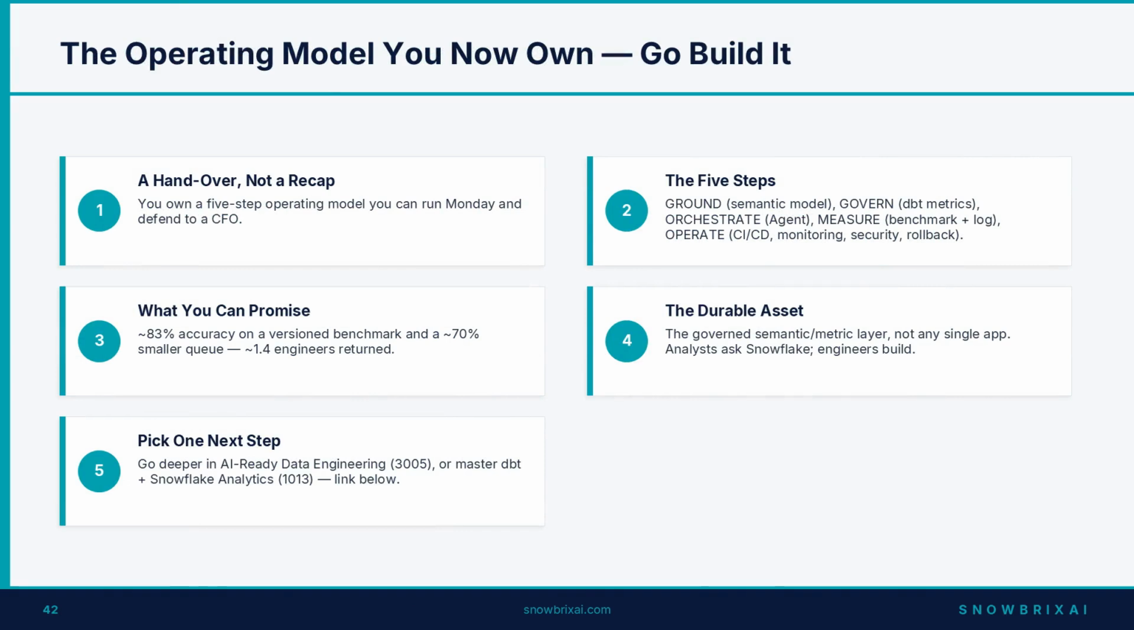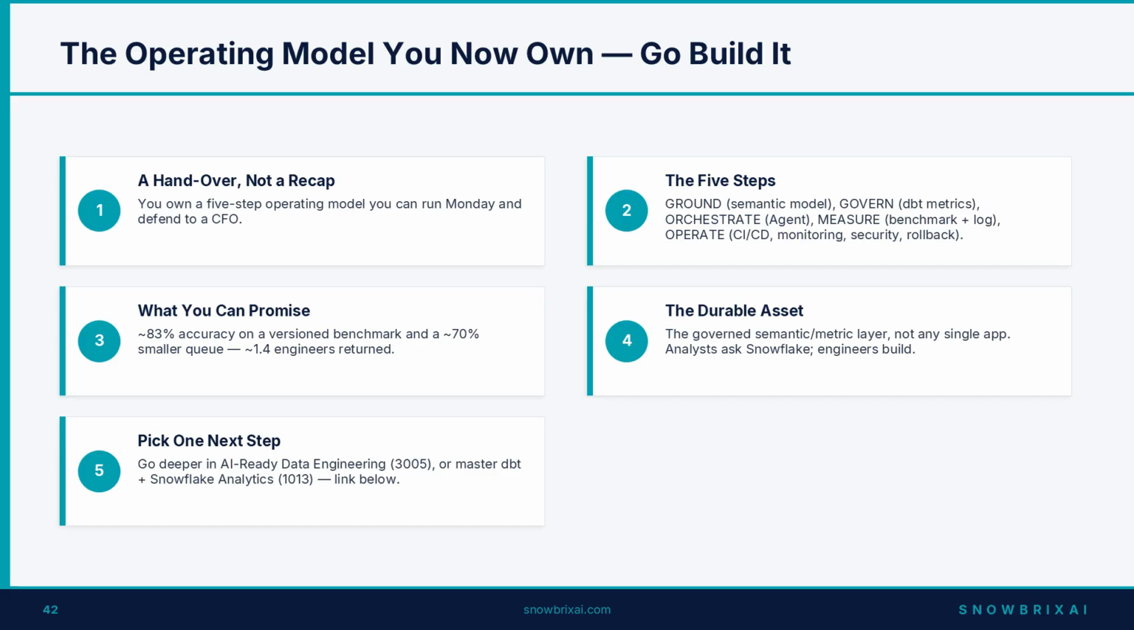So here is what you now own. Not a recap, a handover: a 5-step operating model you can run on Monday and defend to a CFO. Ground it in a semantic model, govern it with dbt metrics, orchestrate it with a Cortex agent, measure it with a benchmark and a request log, operate it with continuous delivery, monitoring, security and a rehearsed rollback.